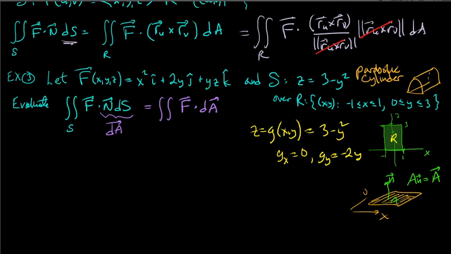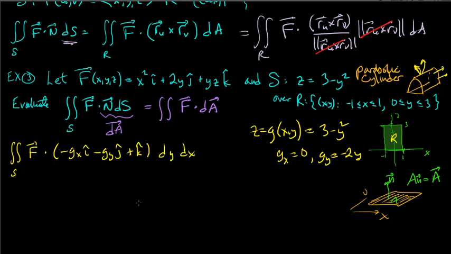the flux integral will just be the integral over S of the vector field F dot, and now the question is, which orientation do we want? Upwards or downwards? I like upwards, so this will be the positive orientation going upwards. So we'll use negative gx i minus gy j plus k times dA, which could be, let's do dy dx. You can do dx dy because the region is horizontally simple or vertically simple. It's a rectangle.